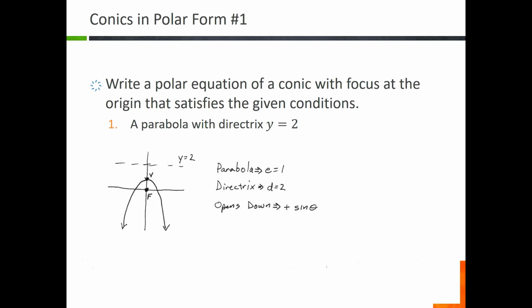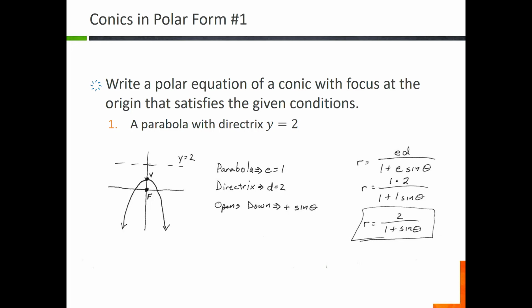Because it opens down, I know the denominator of my equation is going to be a plus, because it's opposite, and the sign in your denominator matches the sign of your directrix, and it's a positive 2. And because it's vertical, I know that I'm going to have sine in my equation.